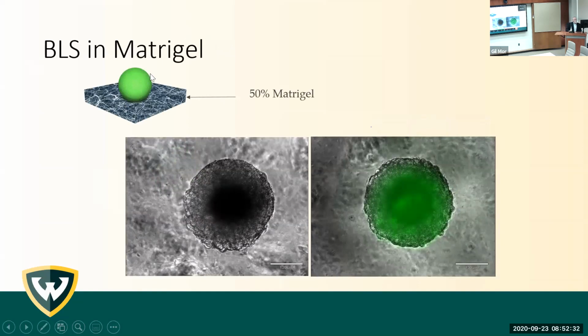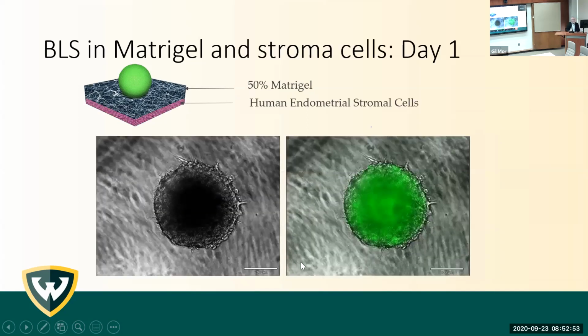So let me show you some of the data. If we take these blastocyst-like structures having trophoblast cells and put them on top of the matrigel, they remain circular, no cells will come out, nothing will move. You can keep them for a long time, even a month. They will look exactly as I show you here. However, if we put human endometrial cells, and they have a big separation between this layer of matrigel.